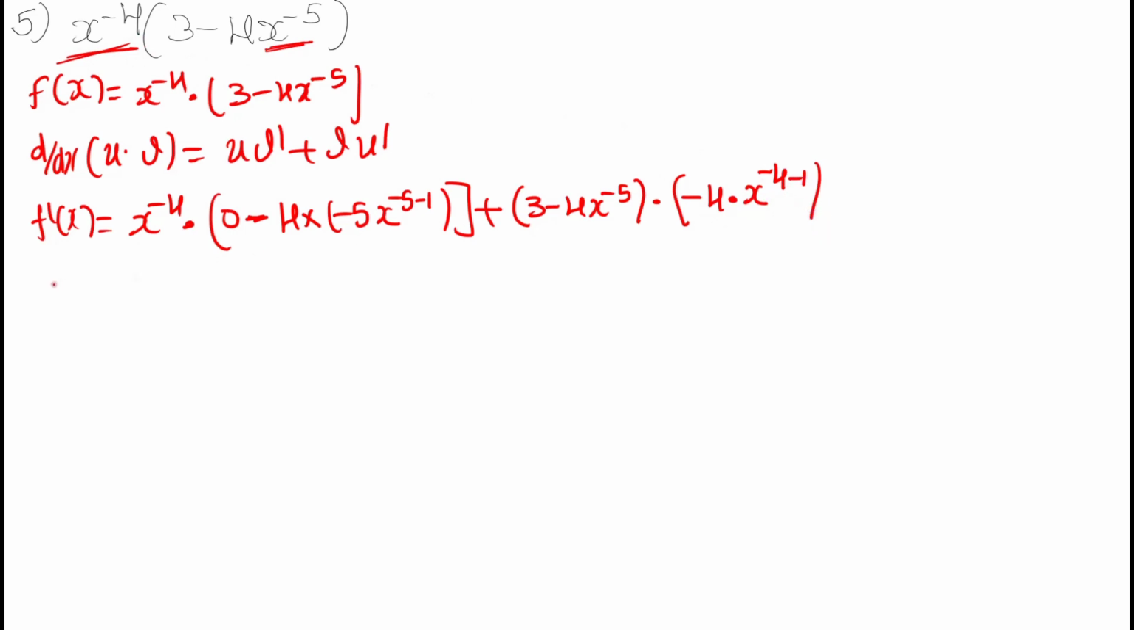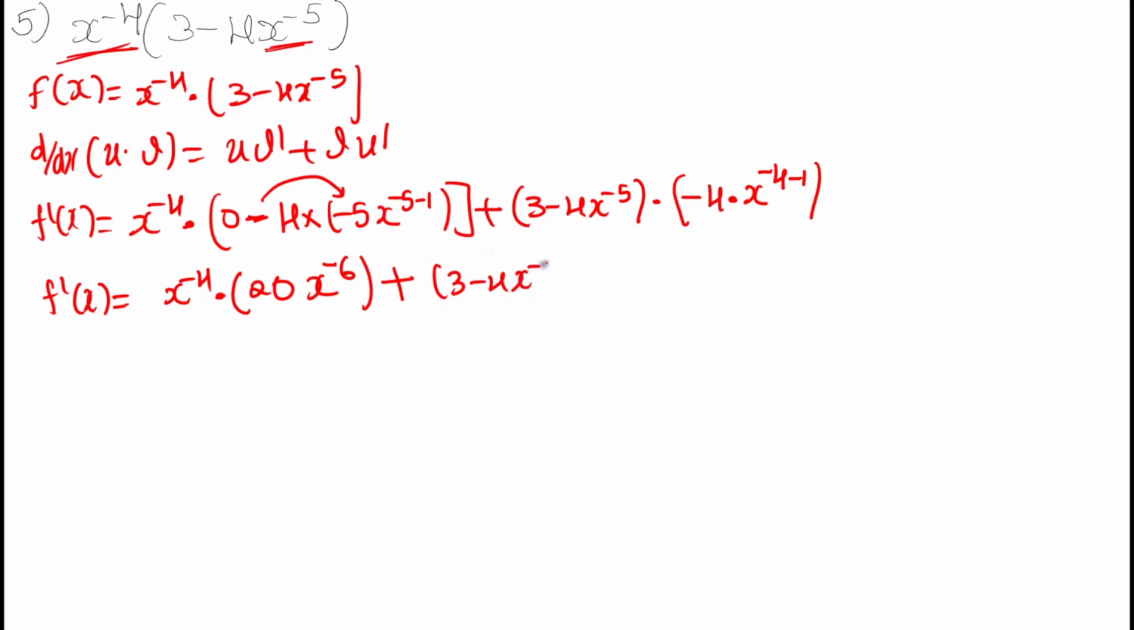Now simplify this one. f dash of x is equal to x to the power minus 4 into minus 4 into minus 5, which is plus 20, then x to the power minus 5 minus 1 is equal to minus 6, plus (3 minus 4 x to the power minus 5) into minus 4 into x to the power minus 4 minus 1, which is equal to minus 5. This will be the derivative of the given function.